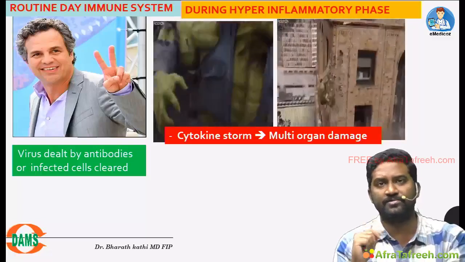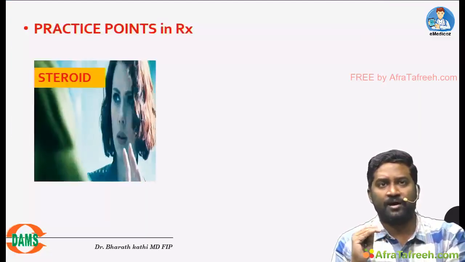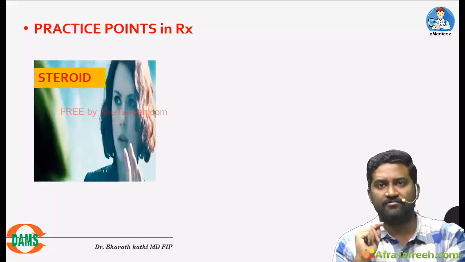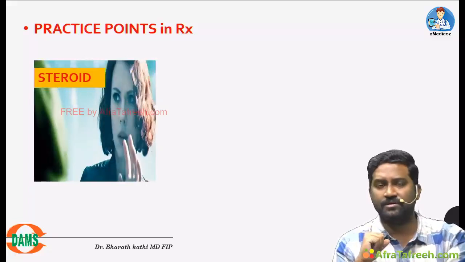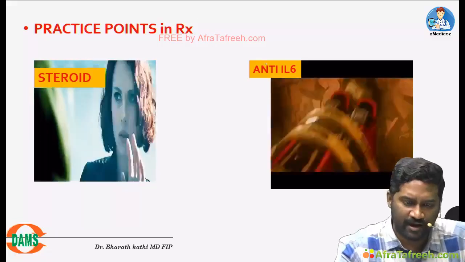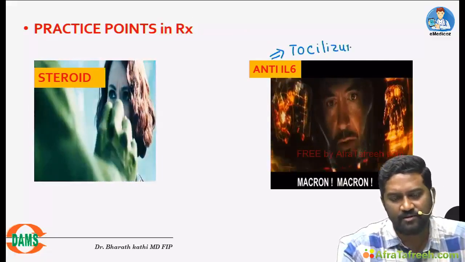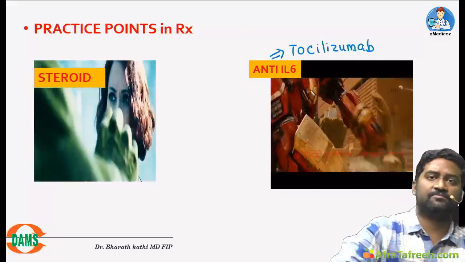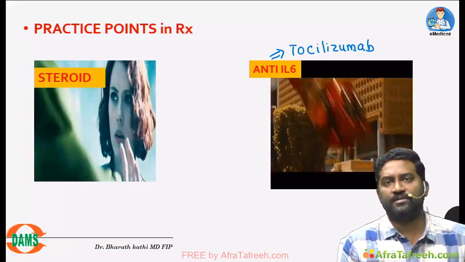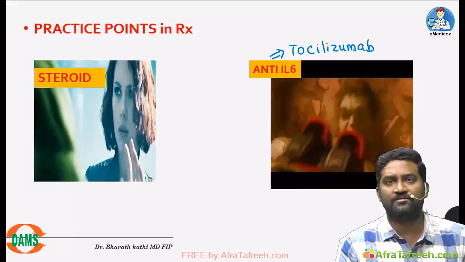Now how to bring down this inflammatory response? So, practice points. First, calm down Hulk with his girlfriend. You use a steroid. Now if the patient is not responding to steroid, you should knock down Hulk with Hulk Buster, that is anti-IL-6. Anti-IL-6 is tocilizumab. So initially you try to calm down the immune response with the help of steroid. If it is not working, you are going to knock down the immune response with anti-IL-6, and the anti-IL-6 used in management of COVID-19 is tocilizumab.